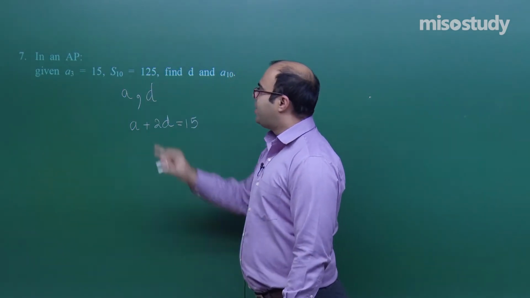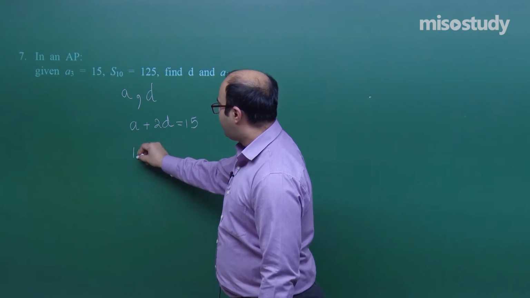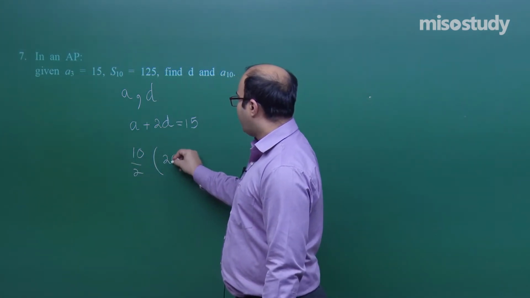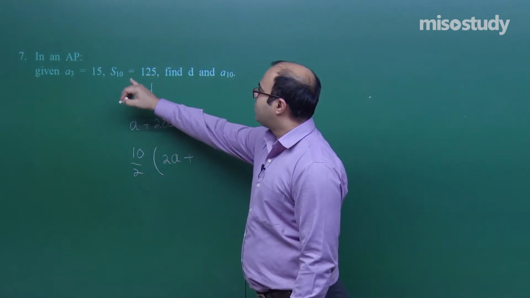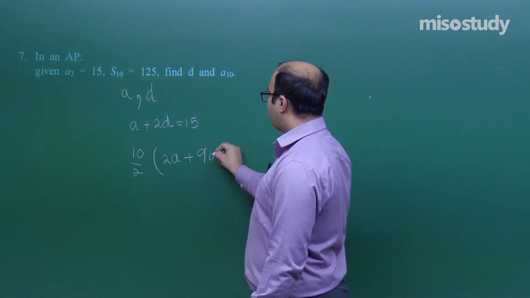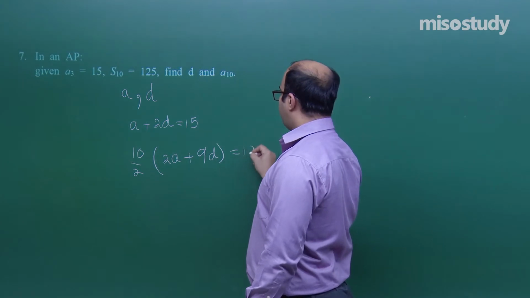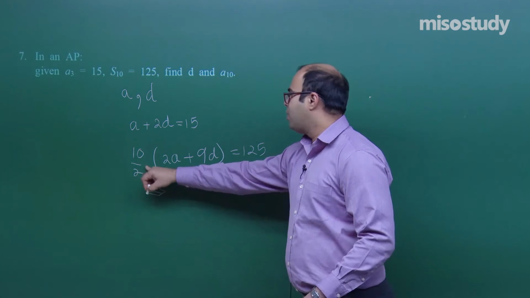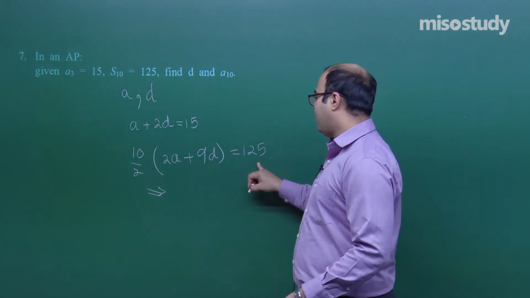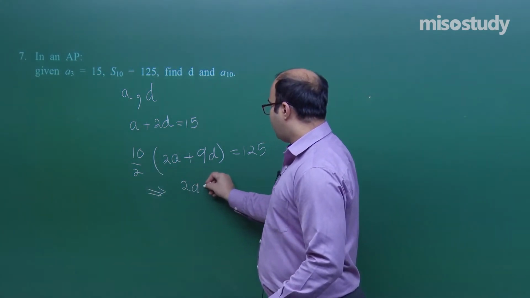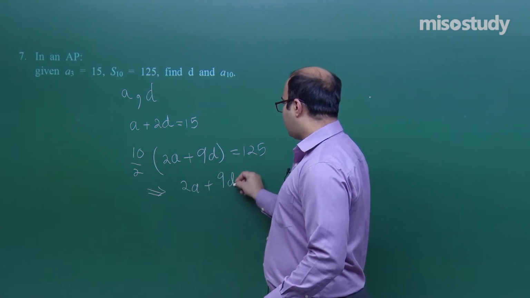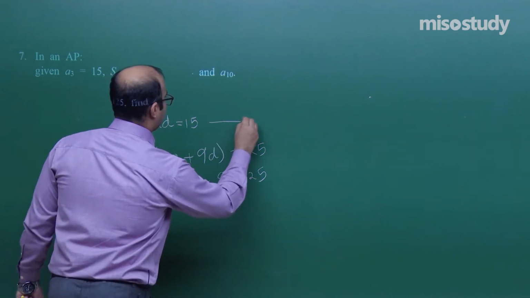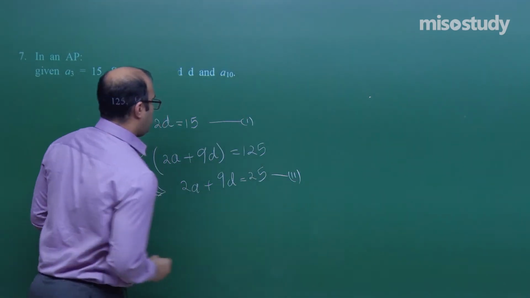What about the sum till 10 terms? So, it will be n by 2, that is 10 by 2, into 2A, that is twice the first term, plus n minus 1, that is 10 minus 1 is 9, into D, that becomes equal to 125. This you can simplify and write: 10 by 2 is 5, 5 divides here, this becomes 25. So, 2A plus 9D is equal to 25. So, we have these two equations, one is this one, another one is this one. Let us solve them.